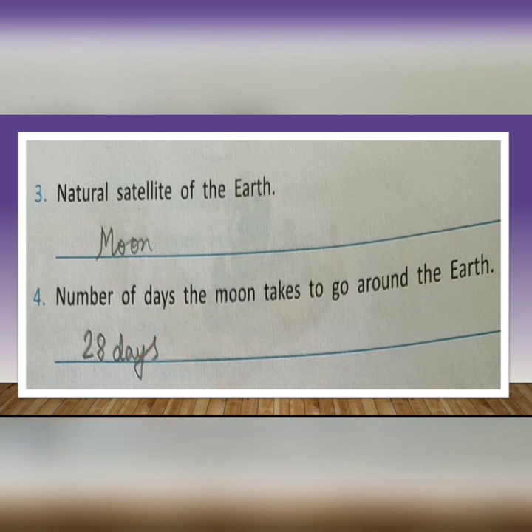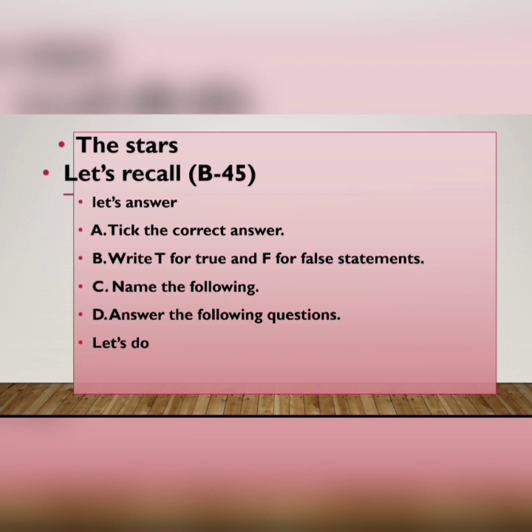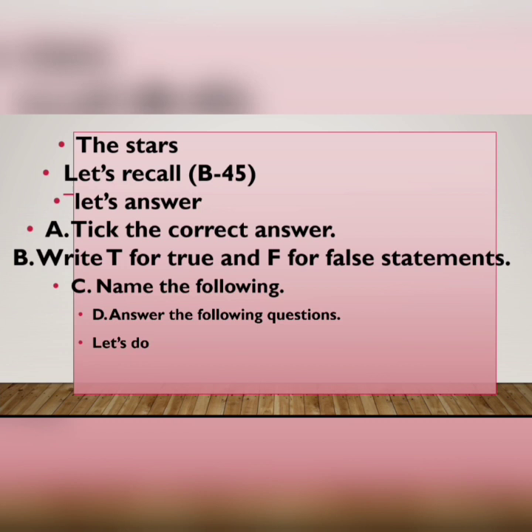Okay, and with this we are going to conclude today's class. But before that, let us recall what we discussed today. Today we discussed about stars, and with that this explanation part we have done. Next, we discussed the answer of the question given in let's recall page number B45. After that, we started discussing the answers of the question given in the exercise part of this chapter. We discussed question A, tick the correct answer. Next, question B, write T for true and F for false statements. And also question C, name the following.